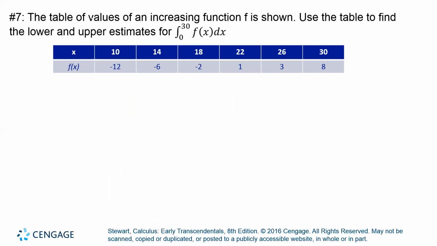It said the table of values of an increasing function f is shown below. Okay, use the table to find the lower and upper estimates of this integral. Okay, so we have the integral from 0 to 30 of f of x with respect to x. So it said f is increasing.